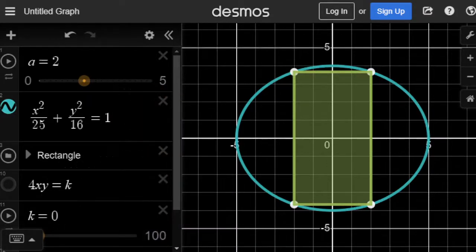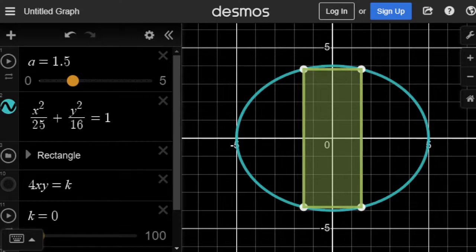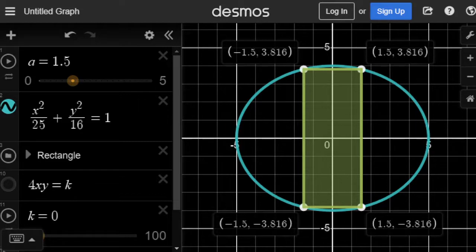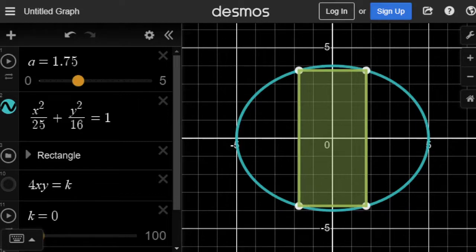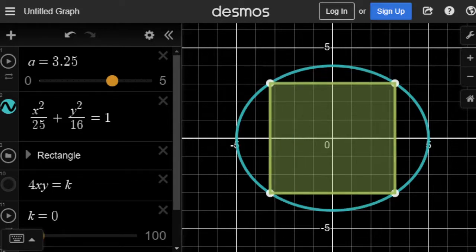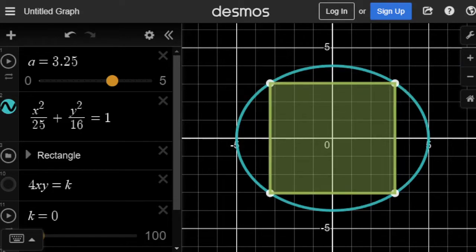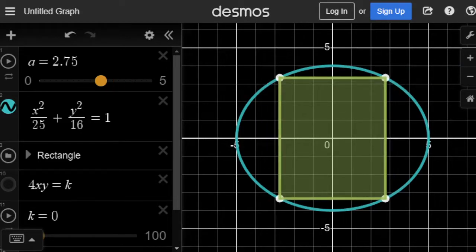But if I move those points, my slider here, A, is the x-coordinate of the point in the first quadrant, and then I'm just taking the negatives to get the mirrors of that in the second, third, and fourth quadrants. I can slide that x-coordinate around, and I can create rectangles of different areas. Calculating the area of a rectangle is fairly straightforward.